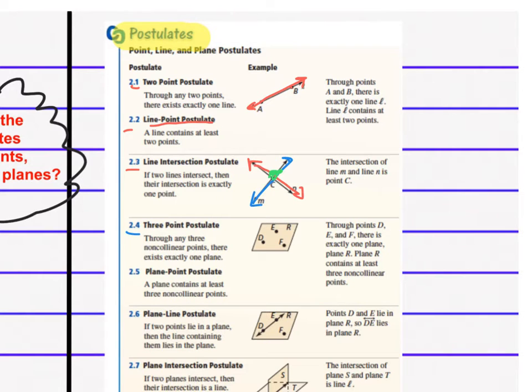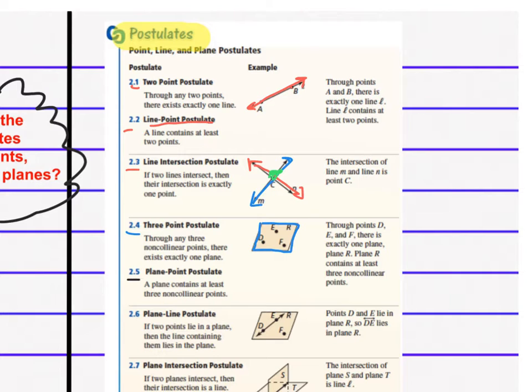All right, next we have 2-4, the 3-point postulate. Through any 3 non-collinear points, so 3 points not on the same line, there's one plane that they will all be on. So D, E, and F, okay, are non-collinear points. There would be one plane.